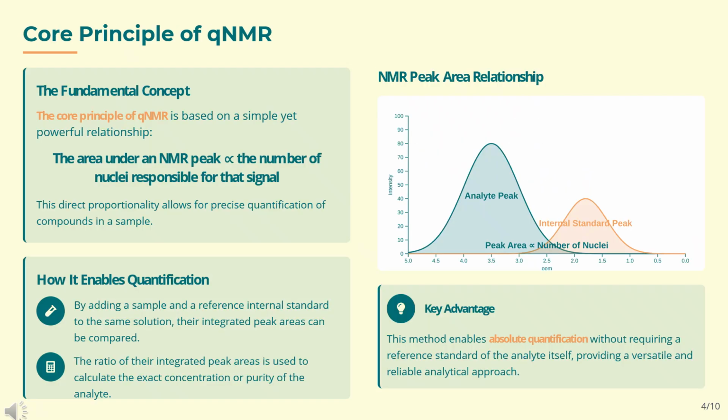The core principle of qNMR is simple yet powerful. The area under an NMR peak is proportional to the number of nuclei responsible for that signal. By adding a known concentration of an internal standard to your sample, you can compare the integrated peak areas. This ratio allows you to calculate the exact concentration or purity of your analyte. A key advantage here is that you don't need a reference standard of the analyte itself, which is especially useful for rare or expensive compounds.